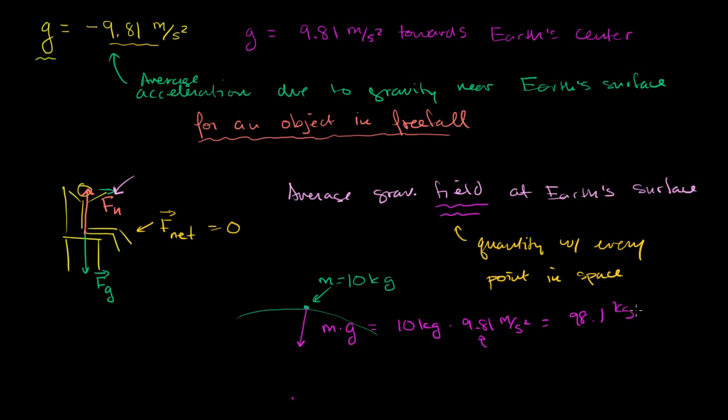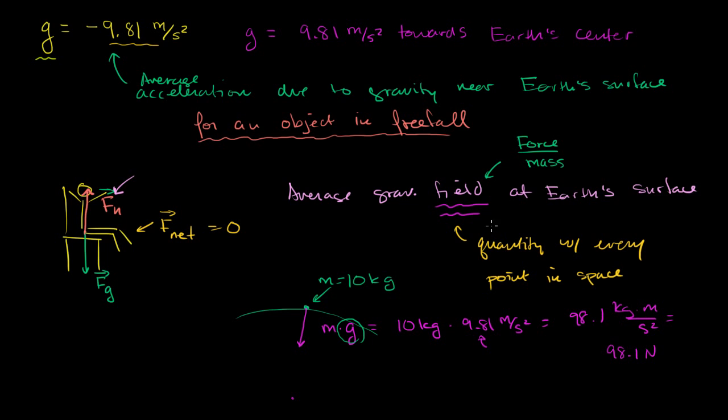98.1 kilogram meters per second squared, which is also the unit of force, or 98.1 newtons. And this thing might not be in free fall, and so this is why g is relevant even in a situation where the object isn't in free fall. g has given us the force per unit mass, the force per mass of gravity on an object near the surface of the Earth. So this is another way to think about it.